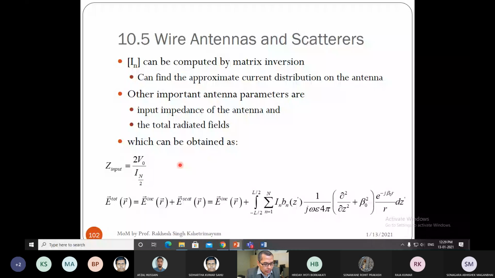You can also find out the total radiated field. It will be composed of the incident field. The incident field is already known to us, and you can also find the scattered electric field now once you know what I_n is.